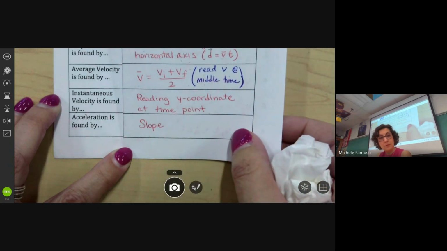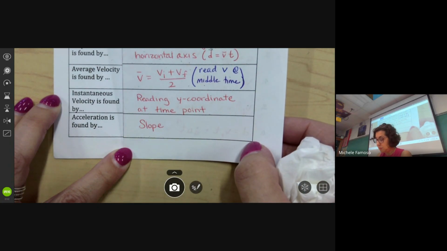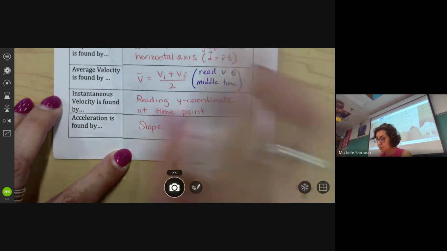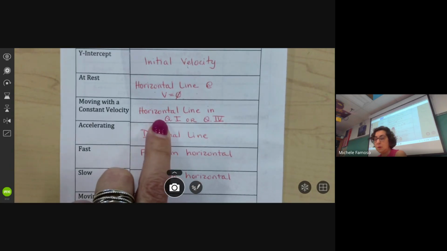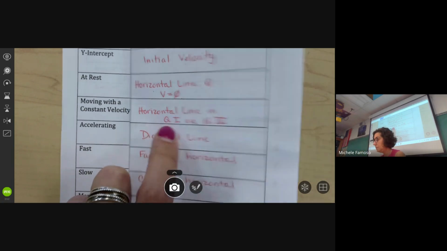Yep. For velocity time graph, moving with the constant velocity, could you explain the quadrant 1 and 4? Quadrant 1 is above the x-axis, quadrant 4 is below it.